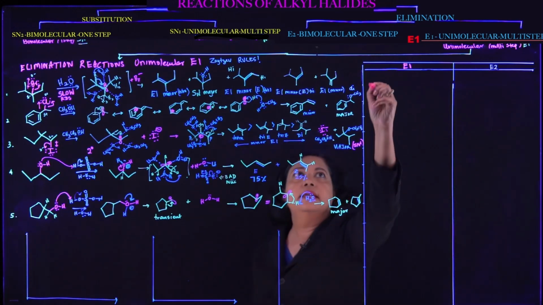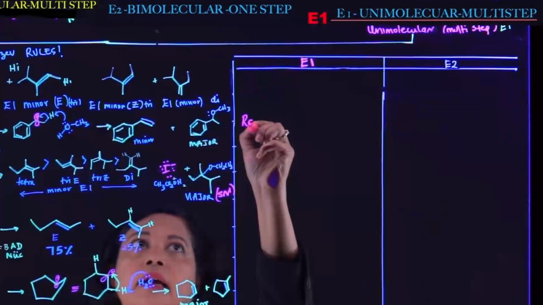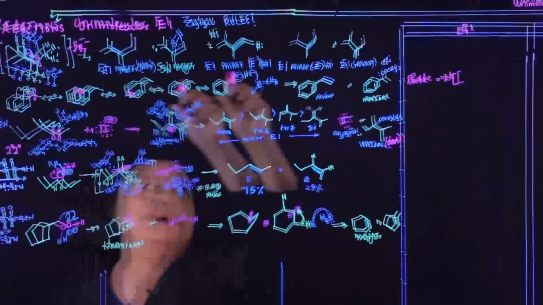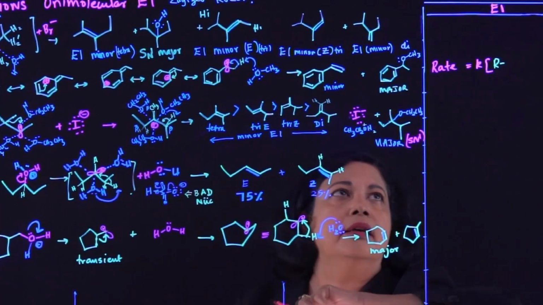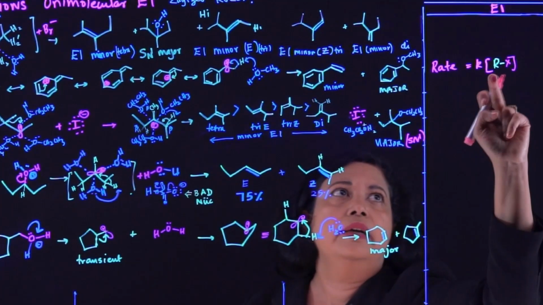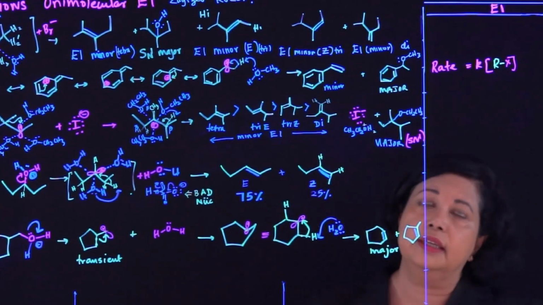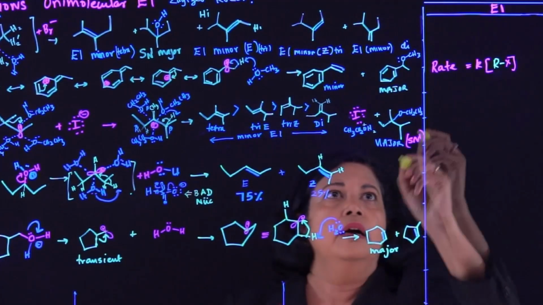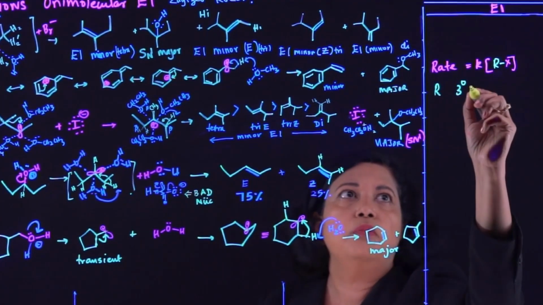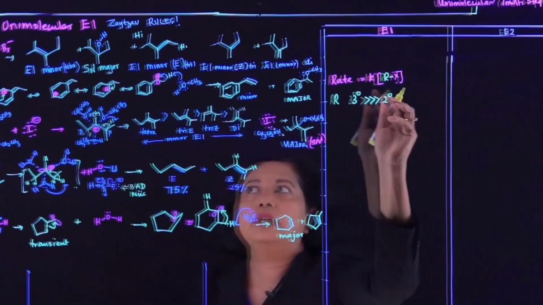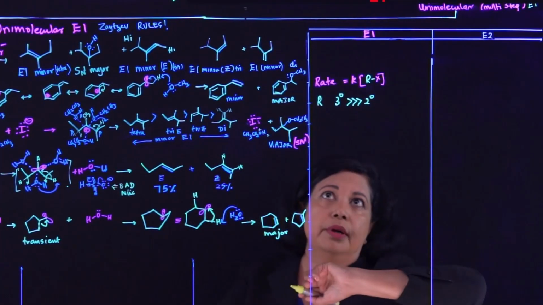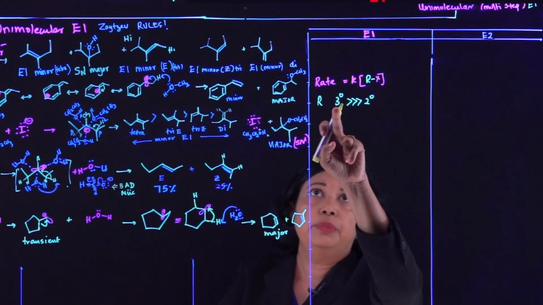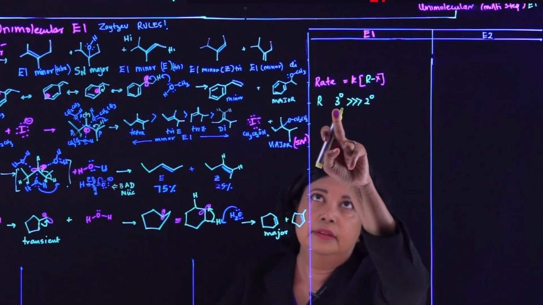So your rate is going to be k[RX], alkyl halide. So there are two things in here, R and X. It's not just R. So where R is concerned, tertiary is much, much, much faster than secondary. And this kind of thing is not even going to happen on a primary, unless with major rearrangement. So tertiary is going to be your fastest, always.